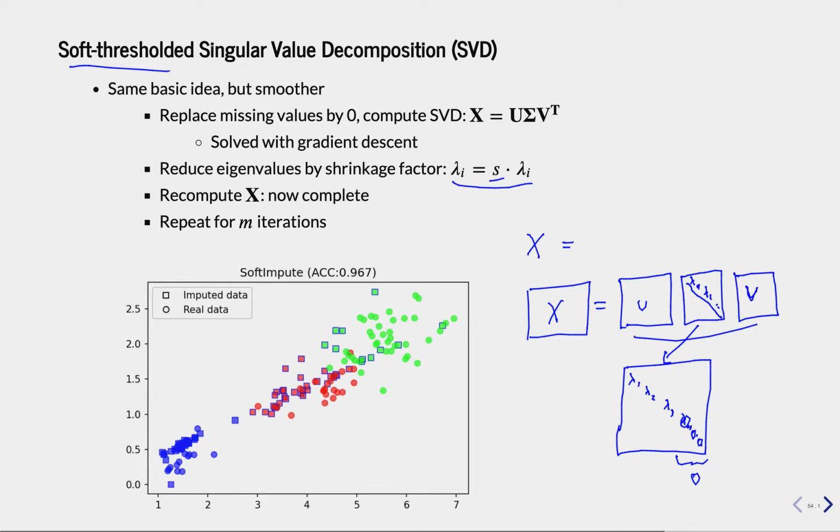Okay. And after you've done that, you then recompute X again using U times sigma times V. And again, the missing values will be imputed here. And you repeat that for m iterations, right? So you shrink the eigenvalues, you recompute X, you redecompose X again, you shrink the eigenvalues again, you recompute X, you redecompose it, and you keep doing it for m iterations.